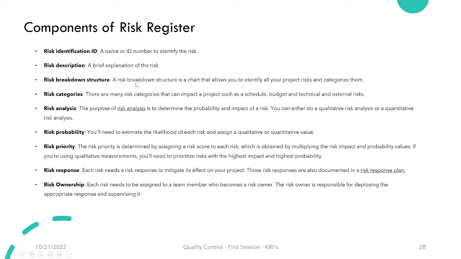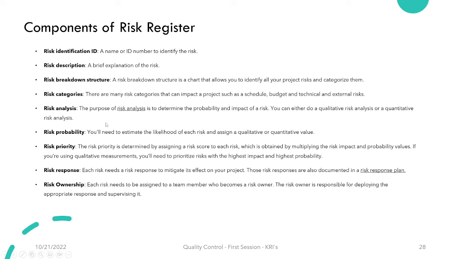Risk breakdown structure or RBS. A risk breakdown structure, or RBS, is a chart that allows you to identify all your project risks and categorize them. Risk categories. There are many risk categories that can impact projects, such as schedule, budget, technical, external, third party, and more. So we have to identify our risk categories in our risk register.